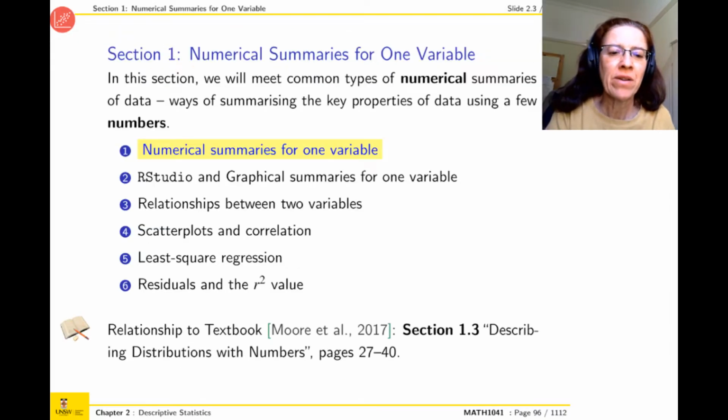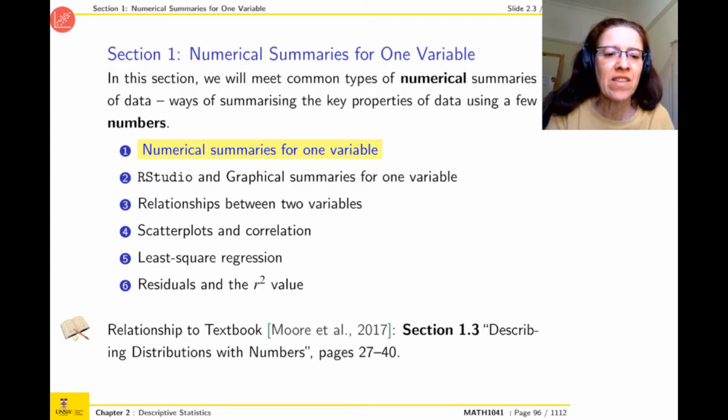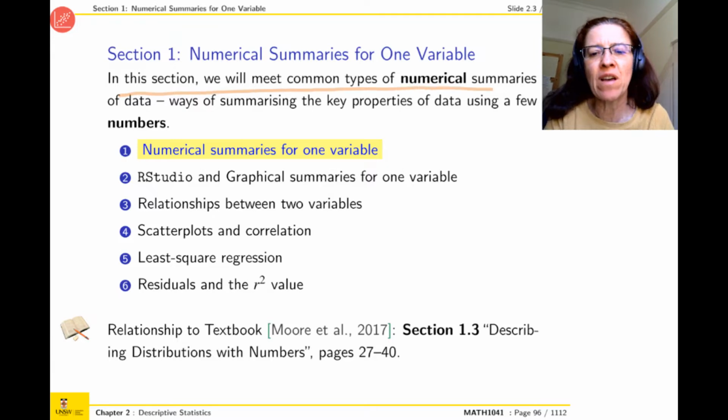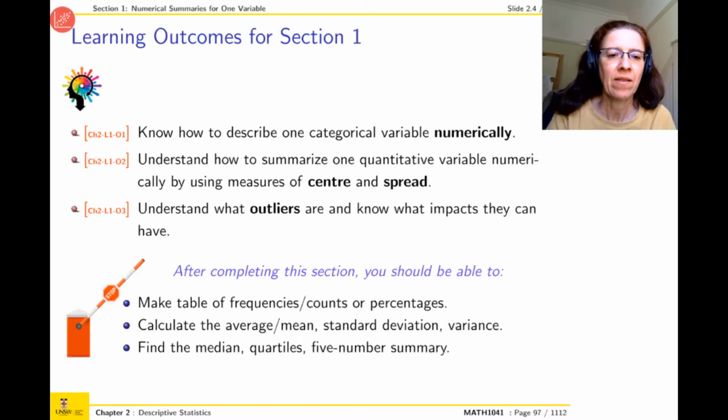Let's look at numerical summary for one variable. Numerical means we want to summarize what's going on by a number. So in this section, we'll look at common types of numerical summary of data, right? So that's a way of summarizing the key properties of data using numbers. Numerical means numbers.